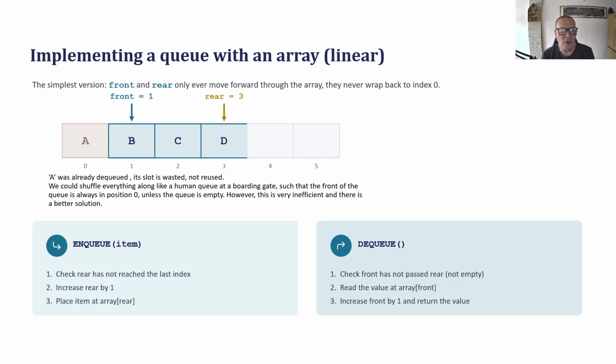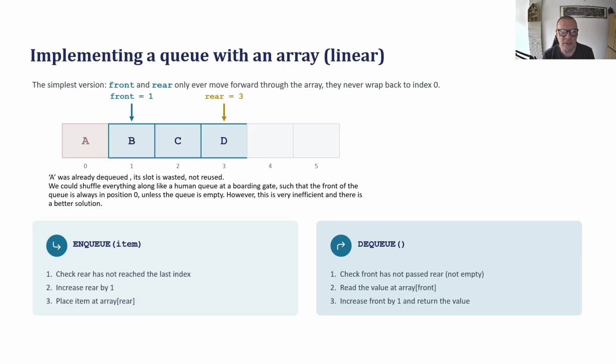So anyway, operations would be enqueue and dequeue. For enqueue, you want to check to see if you haven't got to the end of the array, i.e. you've used up all the space. Even though you're wasting some of the space, you still have to detect whether it gets full. So you increase the rear by 1, so move that from say 3 to 4, and then you place your item at that position. In this case array 4 would get populated next.